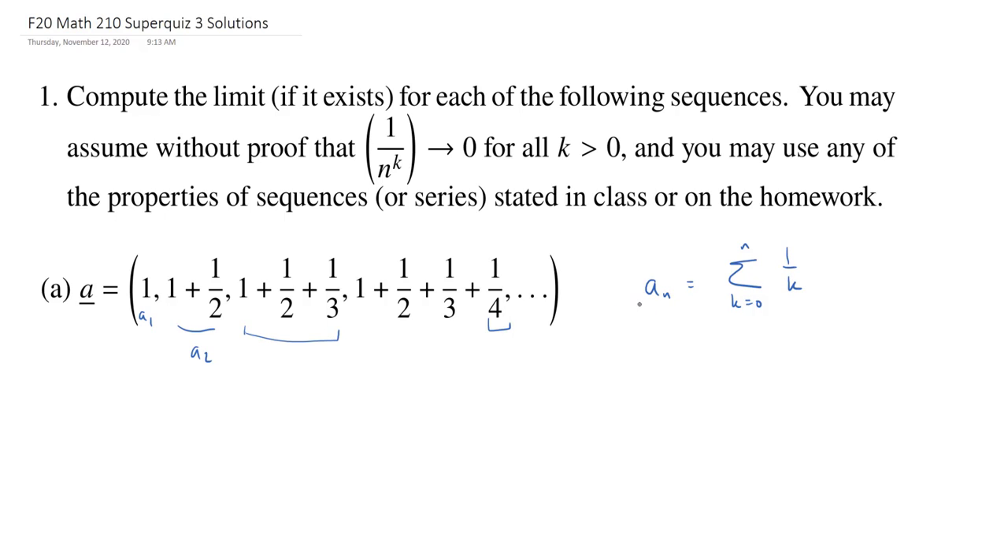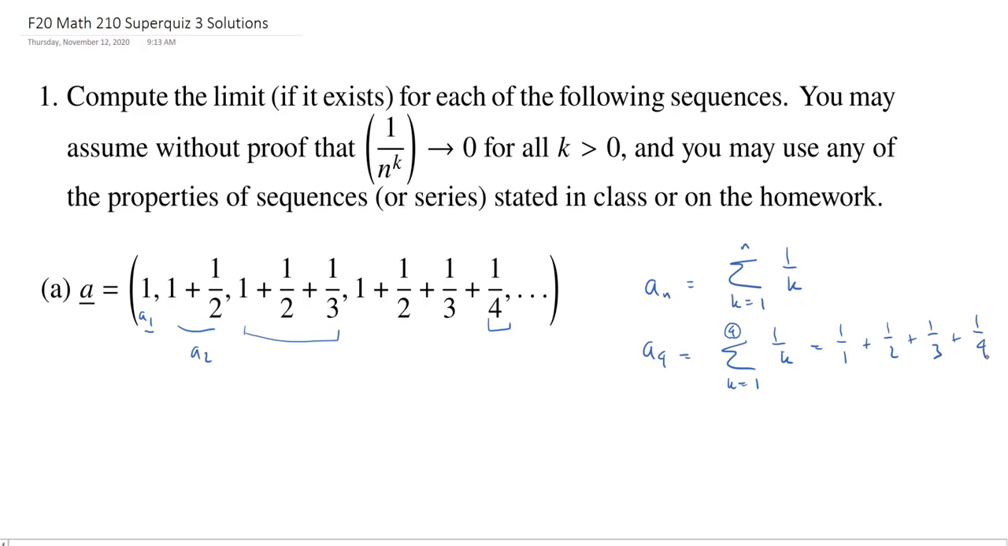So if you're doing a sub 4, you'd be going from 1 to 4 of 1 over k. We better not start at 0, that's a bad idea. We should start at 1, because if we put in 0, we get 1 over 0. That's why we started at a sub 1. So when k is 1, we get 1 over 1, plus, when k is 2, we get 1 over 2, plus, when k is 3, we get 1 over 3, plus, when k is 4, which is where we end, we get 1 over 4.